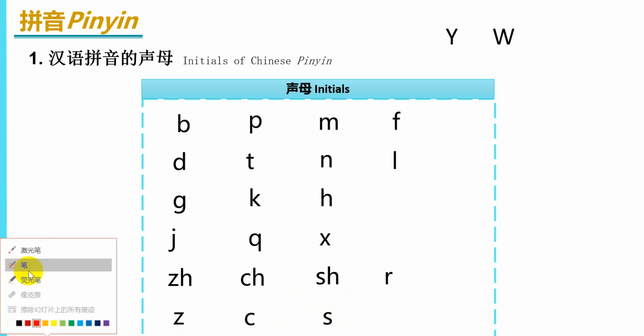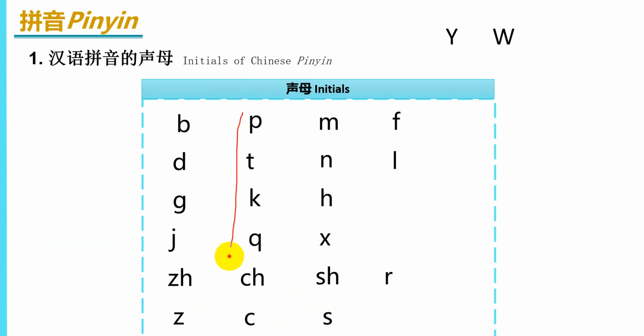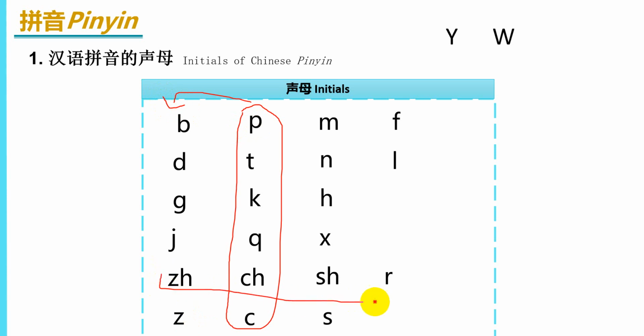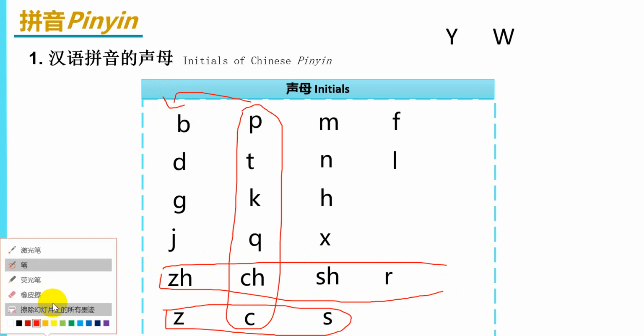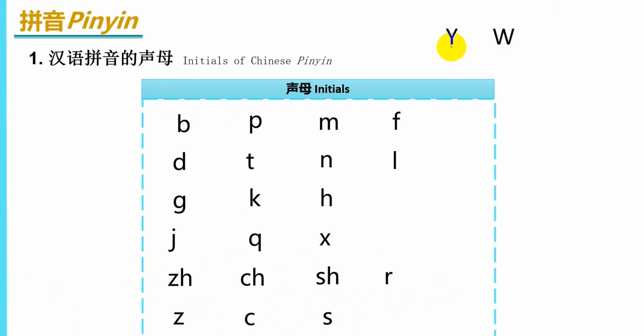Now, this line is the aspirated, different from this line. This line is the cacuminal, so we need to turn up your tongue. And this line is the dentals, so we need to keep our tongue stable. Now, there are also two more. Did you remember these two?